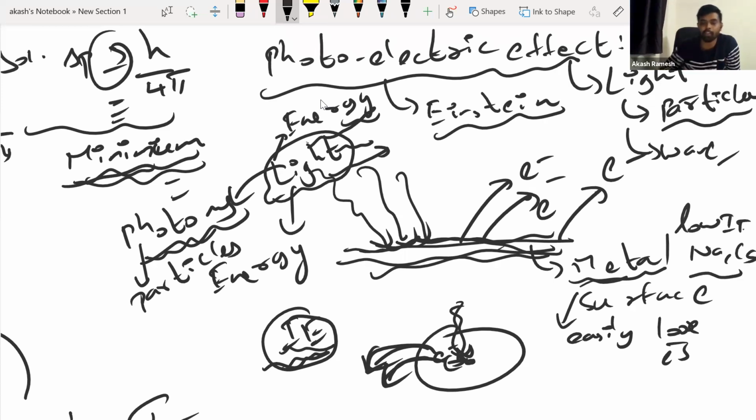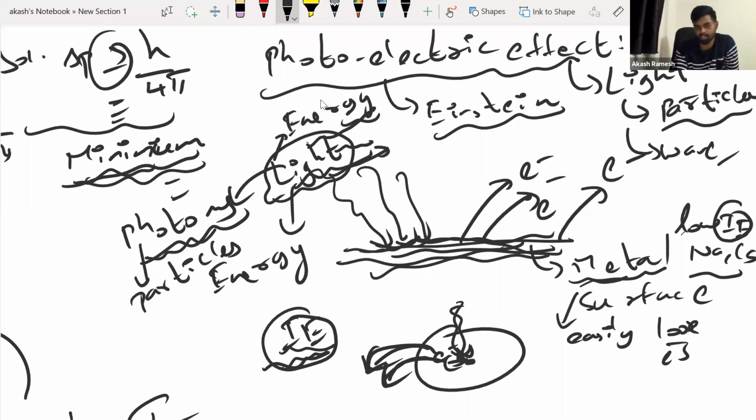It is very easy for them to lose electrons, even if a very small amount of energy is given. Sodium, cesium, rubidium and the like will easily lose electrons, with very low ionization energy. The light which you are using will have some energy that is more than the ionization energy of this metal. So energy is spent, and the electron comes out, because the spent energy is more than the ionization energy.